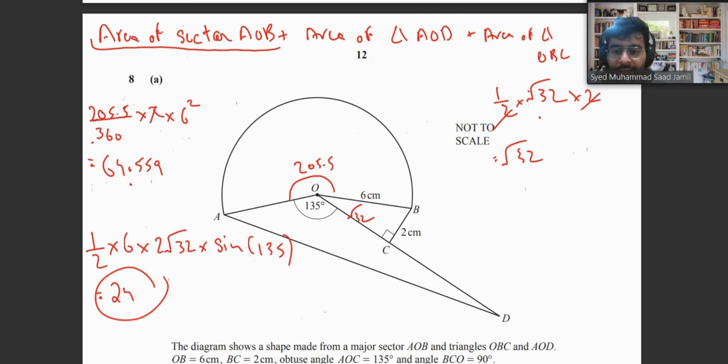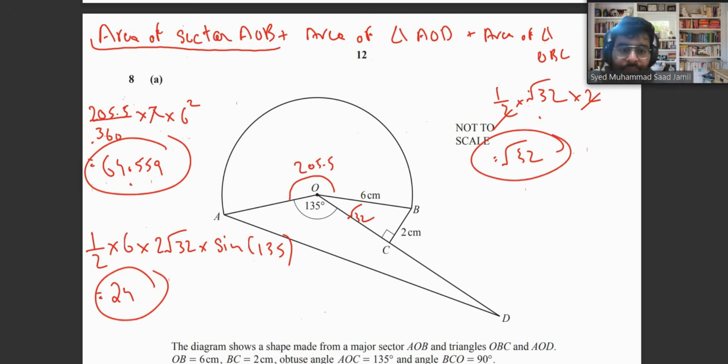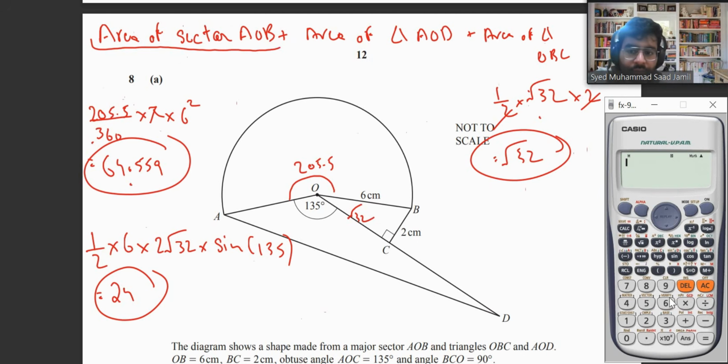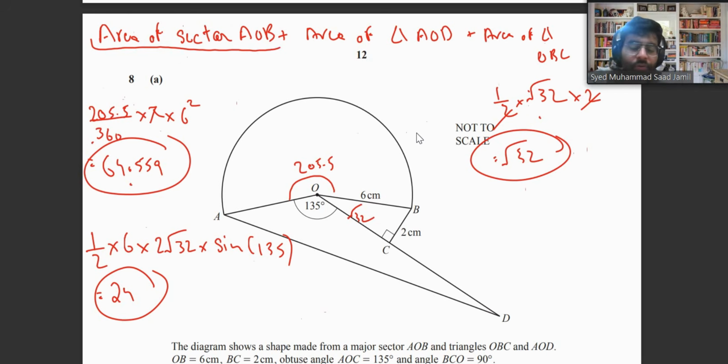Now we add all of these together. 64.559 plus 24 plus under root 32. So we get 94.215. So you can give your answer. Final answer is 94.2. Okay, so it wasn't that difficult.